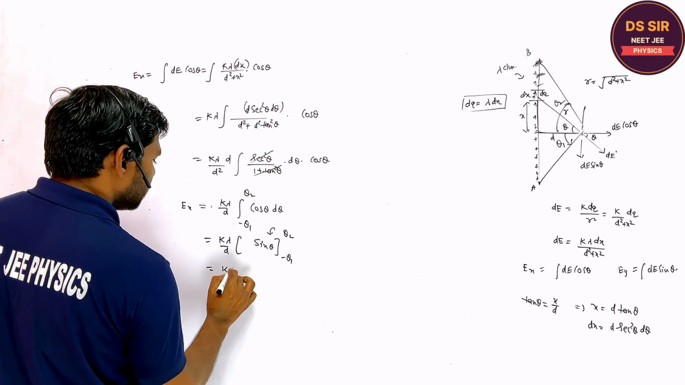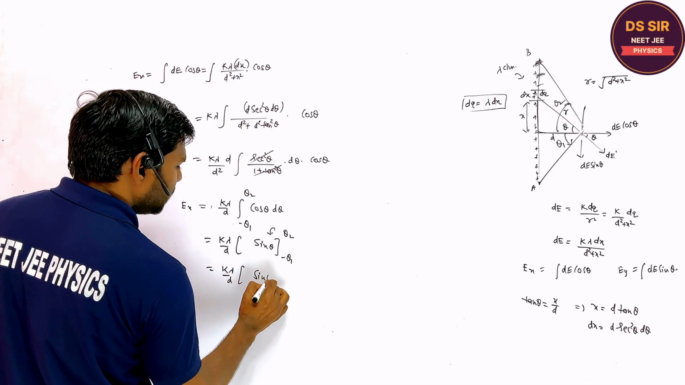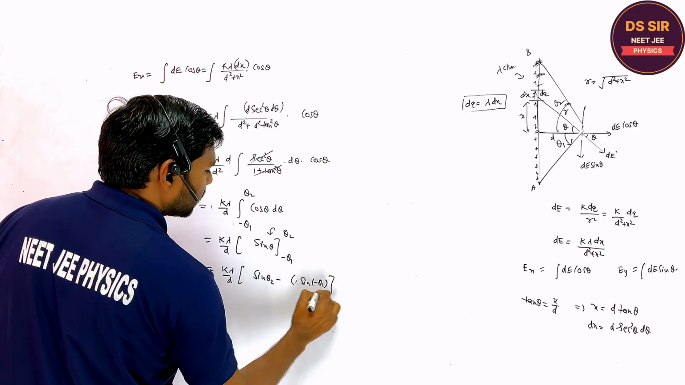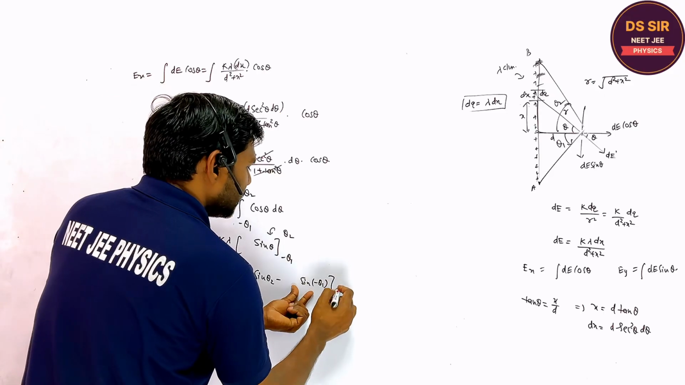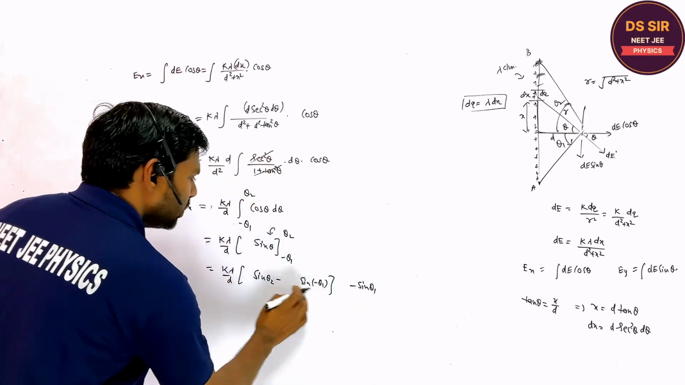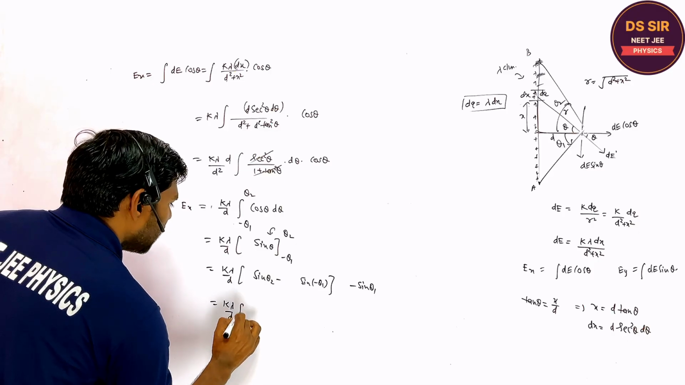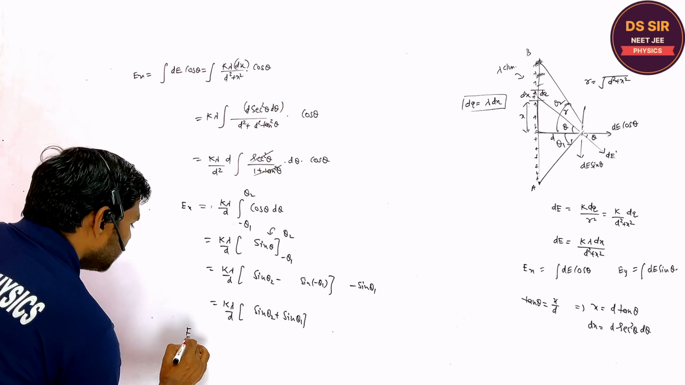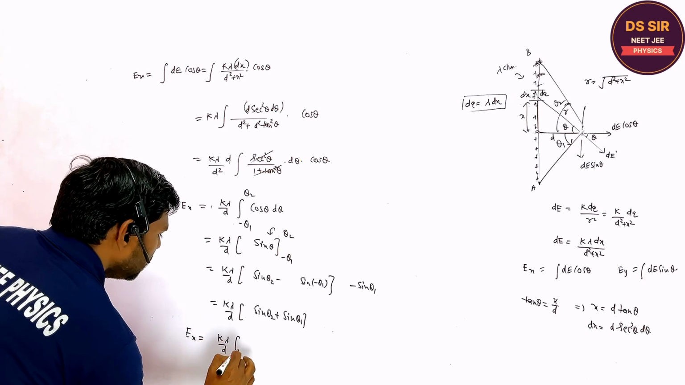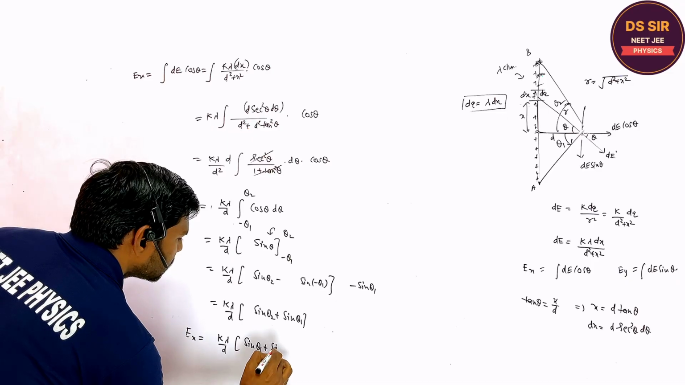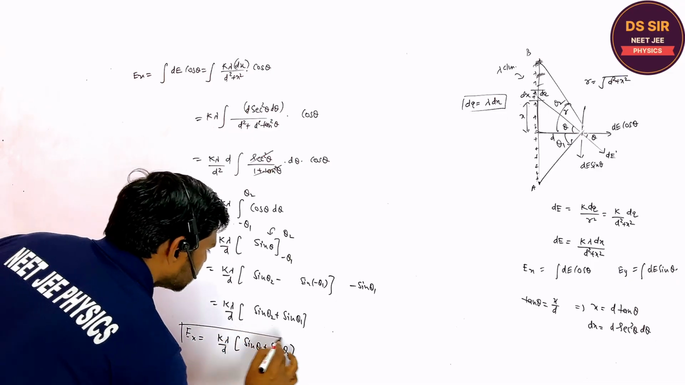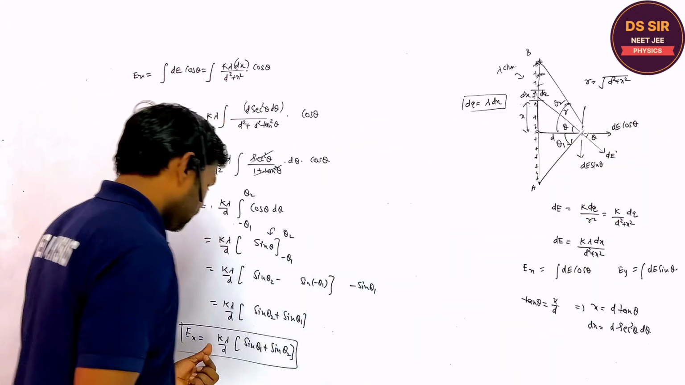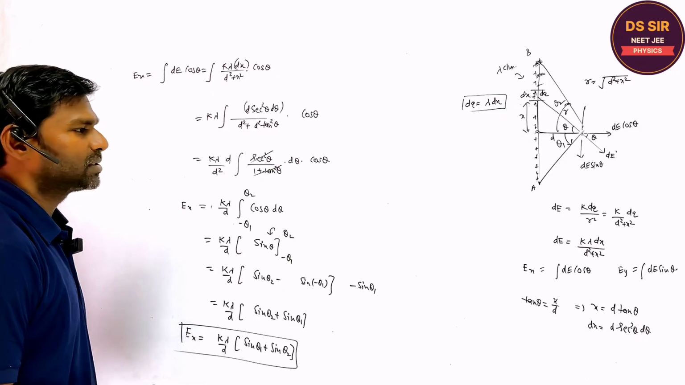Put the upper limit, k lambda upon d, sin theta 2 minus the lower limit, sin minus theta 1. Is it clear? Minus sin minus theta 1 is nothing but plus sin theta 1. So minus minus becomes plus, k lambda upon d, sin theta 2 plus sin theta 1. So you may write the x direction electric field is k lambda upon d, sin theta 1 plus sin theta 2. Is it clear or not, you tell? So this is the electric field in x direction. You will remember k lambda upon d, sin theta 1 plus sin theta 2.